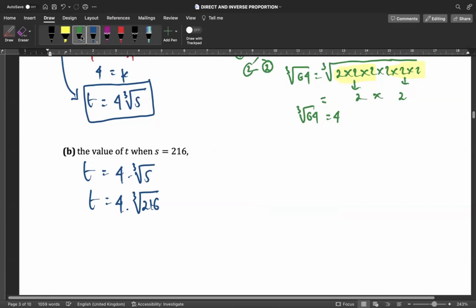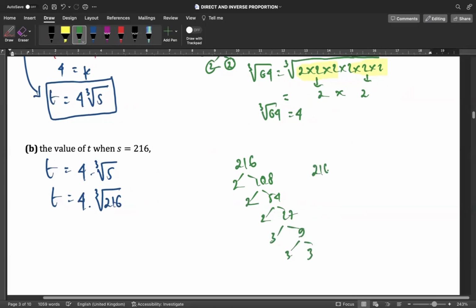Let's use a factor tree again to find the cube root of 216. So 216 we divide by 2, we get 108, divide by 2, we get 54, divide by 2, we get 27, divide by 2, cannot. So we divide by 3, we get 9, divide by 3, we get 3. Okay, so from here we can write 216 equals 2 times 2 times 2 times 3 times 3 times 3.